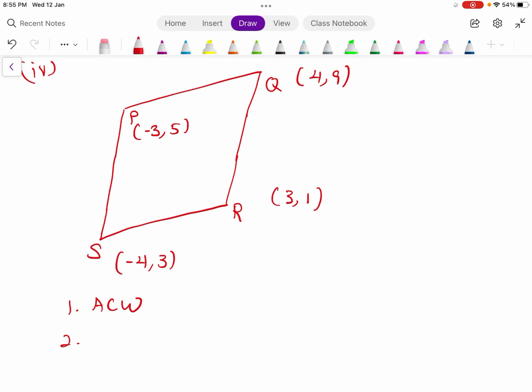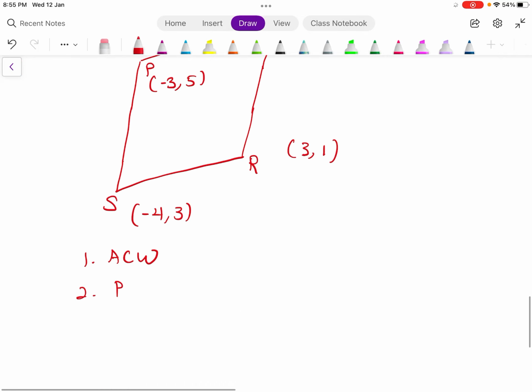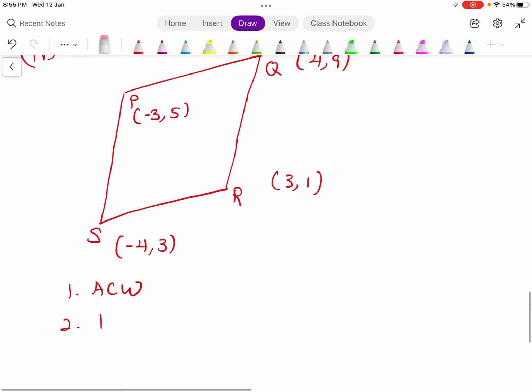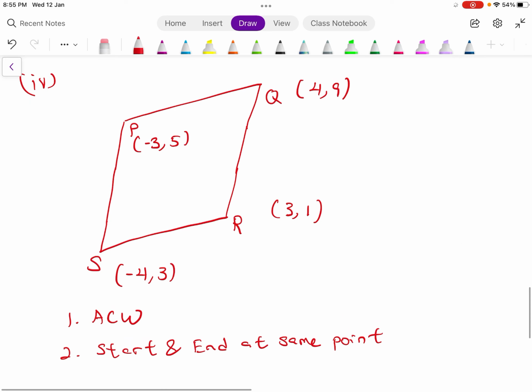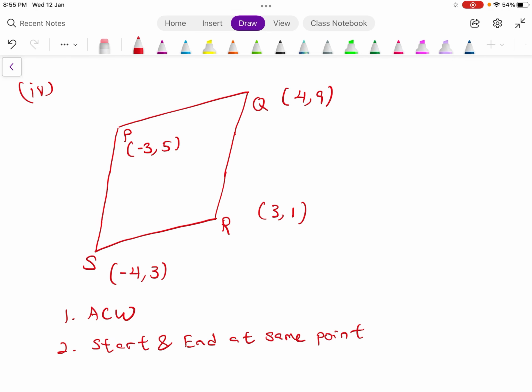Second, you must ensure that when you start, let's just say you start at point P, you must end at the same point P. So you start at the same point and end at the same point. These are the two important things to follow whenever you are tying the shoelace. Now let's start to tie the shoelace.